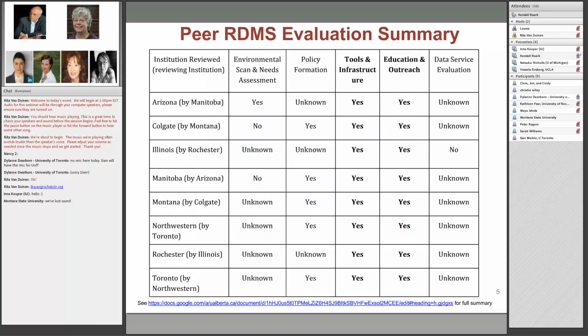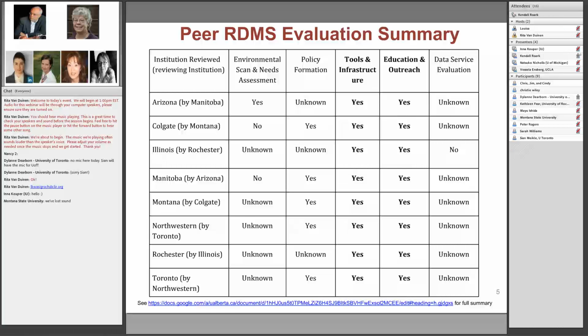And one thing that we noticed looking at the responses, the reviews, is that many of the institutions weren't able to determine if an environmental scan or needs assessment had been done. That may not have been reflected in the mostly web materials that were provided. So it might be good to share that information with the group. If you can take a look at the Google Doc and let us know if you've included any type of environmental scan or needs assessment in the past.